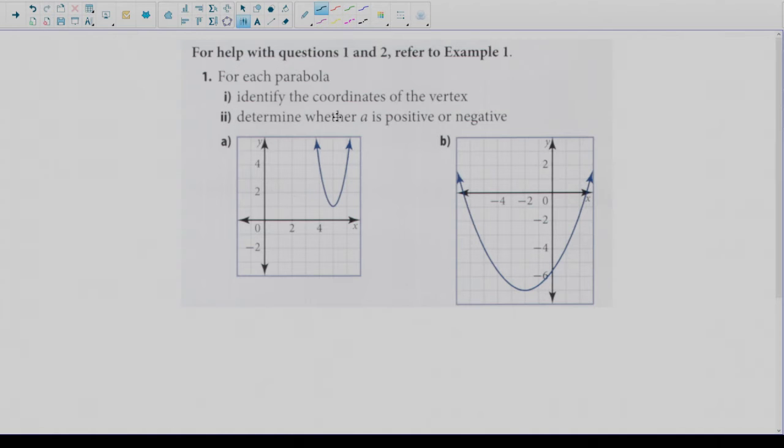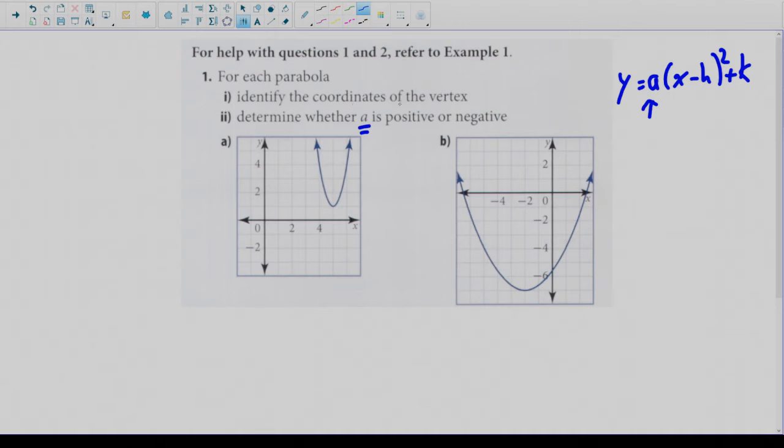So for each parabola, identify the coordinates of the vertex and determine whether A is positive or negative. One thing I used to like to do when I was learning math is write the equations that I was dealing with every time I was doing a question, because it would help me remember the formula eventually. So I'm just going to write the formula for the vertex form of a parabola right here. And this helps me also understand what they mean by the A here. They're talking about the A in the equation.